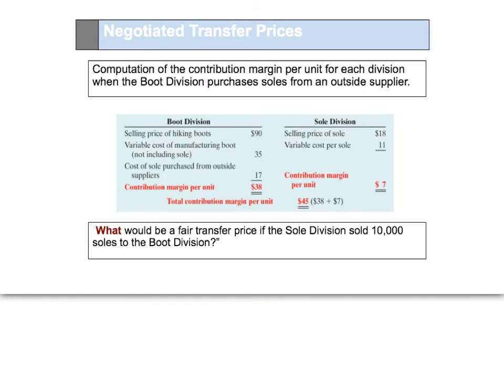Here's the situation in terms of the financial statement of both. The boot division has a selling price of $90 to the outside world and a variable cost of $35, and it purchases the soles for $17, so they have a contribution margin of $38. The sole division can sell to the outside world at $18. They have a variable cost per sole of $11, so they have a contribution margin of $7. Together, they have $45 contribution margin to the fixed cost of the company as a whole. Now, what would be a fair transfer price if the sole division had to sell 10,000 soles to the boot division?